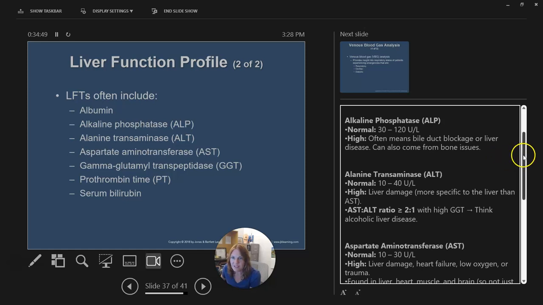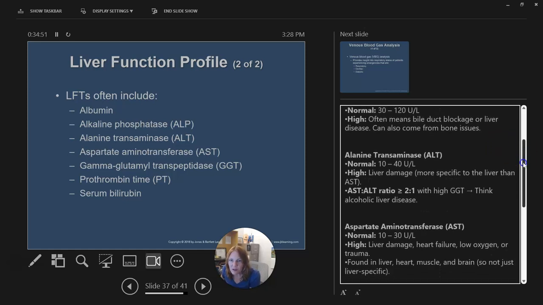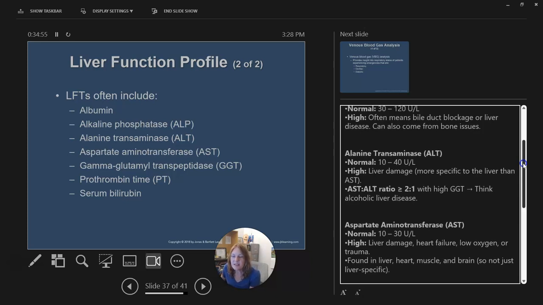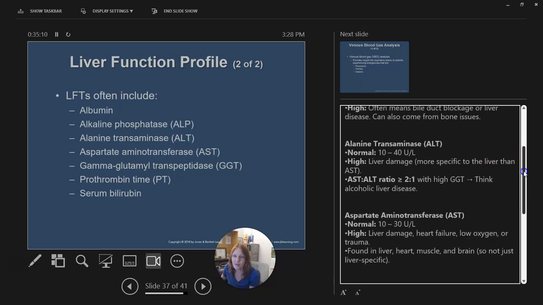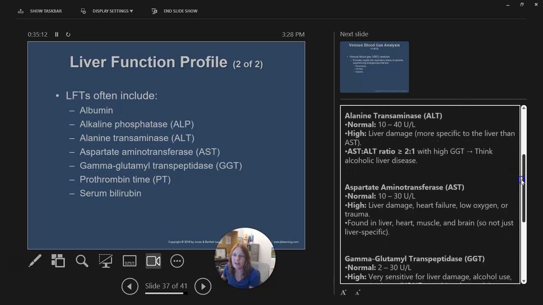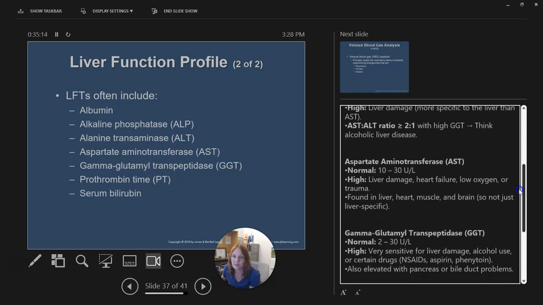Our ALT, our alanine transaminase, ALT, normal is 10 to 40. High levels of this could mean we have liver damage. It is more specific to the liver than your AST is. So your AST to ALT ratio is usually a 2 to 1. If we have a higher 2 to 1, we're thinking it could be alcoholic liver disease that is going on.